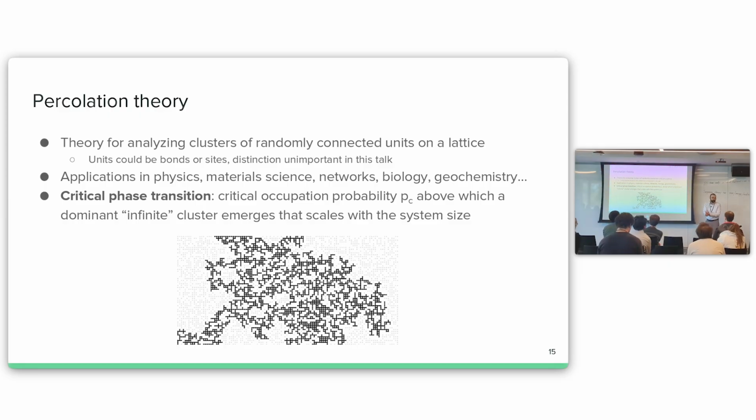And the most important thing to know, and why it's called percolation, is that there's a critical phase transition. There's some critical occupation probability, p_c, above which there's an infinite cluster that emerges, and it's called that because it scales with the size of the system. As you make the system bigger, this cluster gets larger the same way, and we say that cluster percolates. Below criticality, there's only a distribution of disconnected finite clusters. There is no infinite cluster.